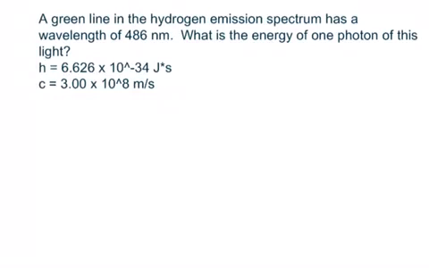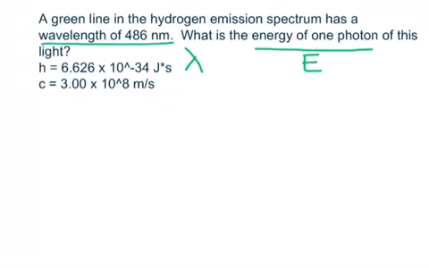Hi, we're working on energy and wavelength problems today. So here's the problem in front of us. A green line in the hydrogen emission spectrum has a wavelength, remember wavelength is lambda, of 486 nanometers. What is the energy of one photon of this light?